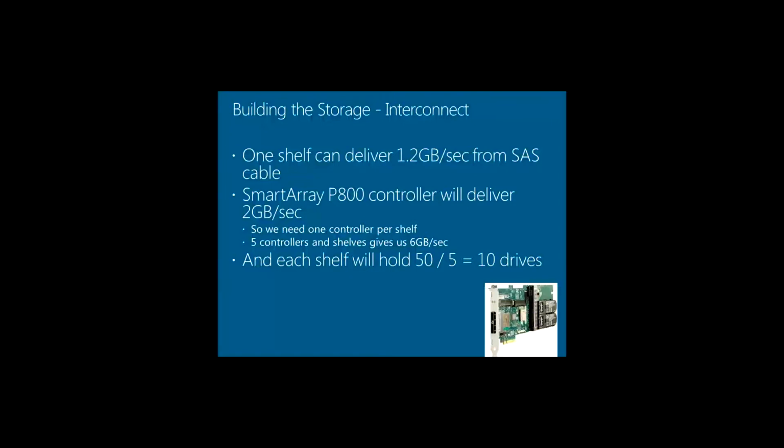So we have 1.2 gigabytes per second, 1 controller per shelf. 5 controllers and shelves gives us about 6 gigabytes per second. We've got a total of 50 drives divided by 5 shelves, or 10 drives. So we pack 10 active drives into each shelf.